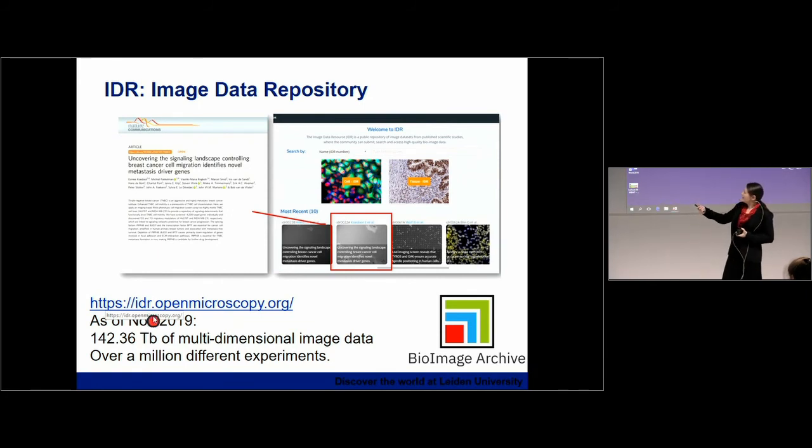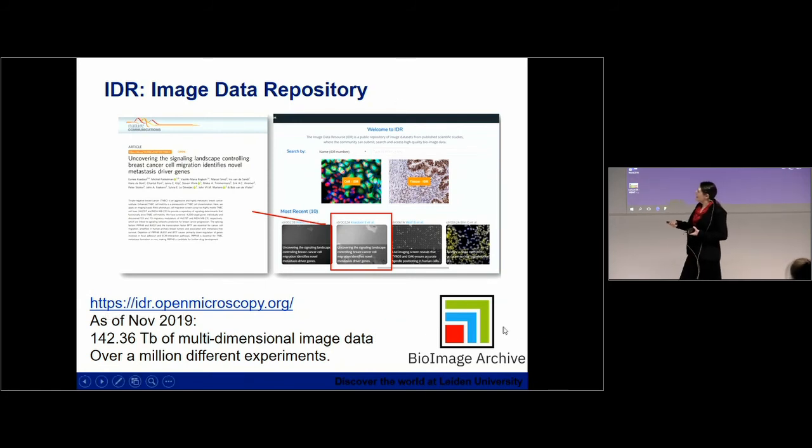And then together with the IDR, we have the Bioimaging Archive, which is hosted by the EBI. The IDR is for kind of high quality, well-curated data sets that people think will be well reused. And the Bioimaging Archive is essentially for everything else. There's not a really good definition for what should go in the Bioimaging Archive, but that's the general idea.